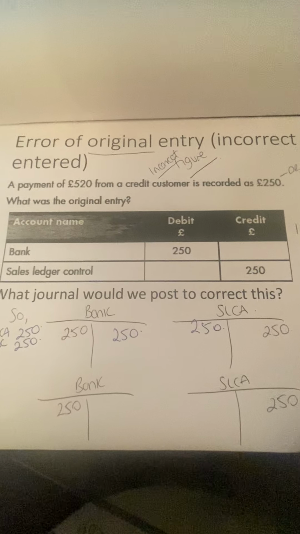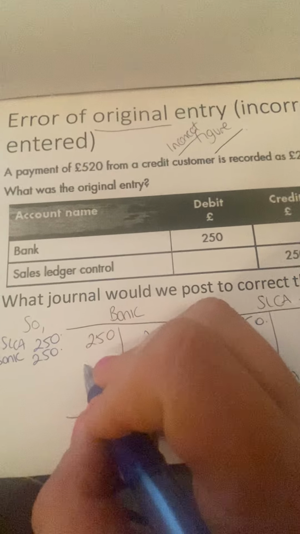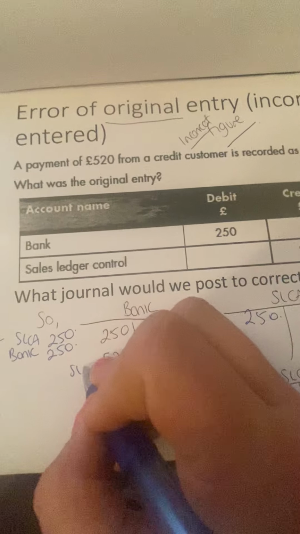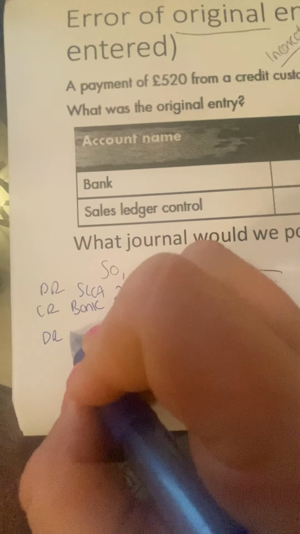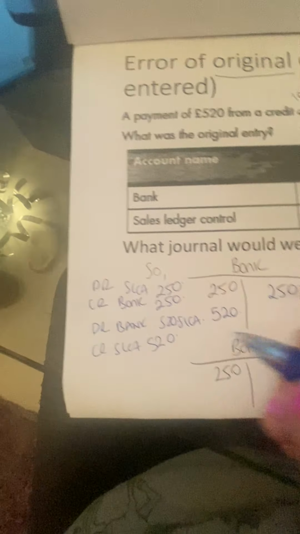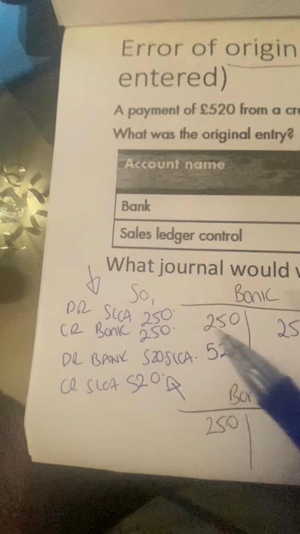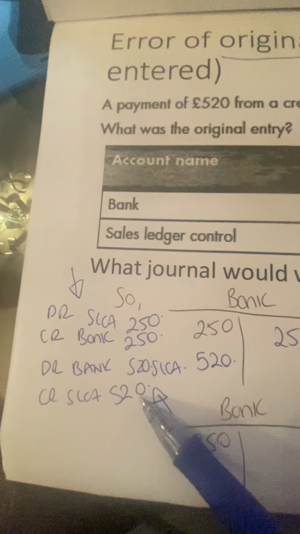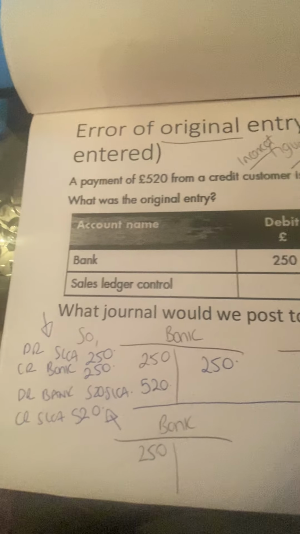So now I could post the correct, so I've removed the transaction. Now I could post the correct transaction. Okay, so a payment coming in would be 520 in my bank from the sales ledger control account. And in the sales ledger control account would be a payment going into the bank of 520. So if I was to write what I've done, I've debited the bank 520, credited the sales ledger control account 520. So these 4 entries are my journal. I have removed the original transaction and the correct transaction has been put in place. So that is one way that we could have corrected that.